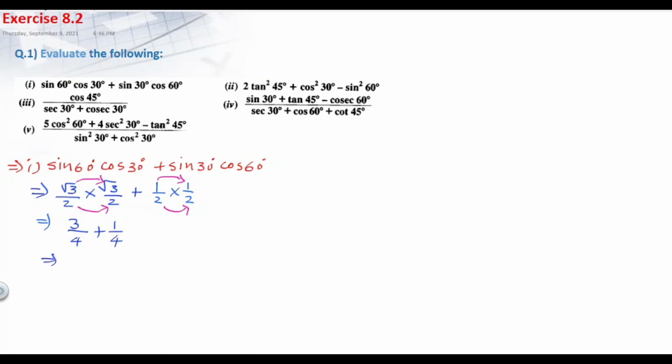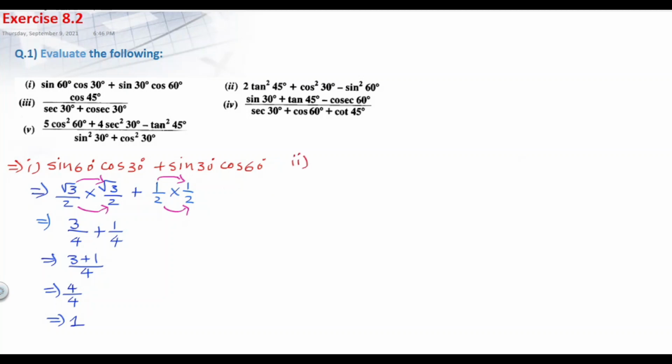Now we also know that if we have to add two fractions which have the same denominator, we can write this denominator as 4. So we can write it as 3 plus 1 divided by 4. Now 3 plus 1 is 4. So 4 divided by 4 is equal to 1. So that's your first question. Let's move on to the next one.